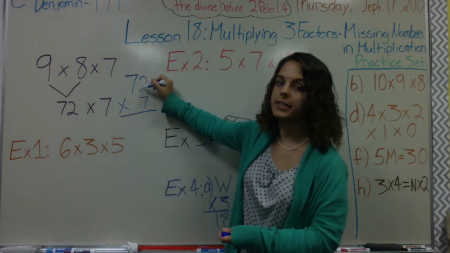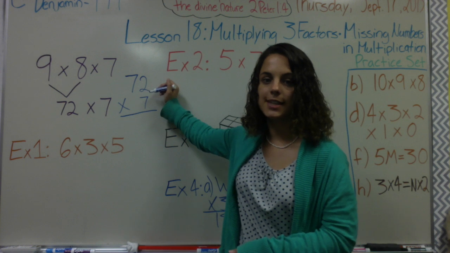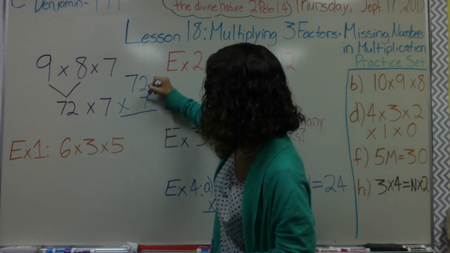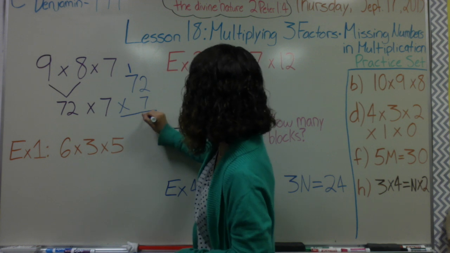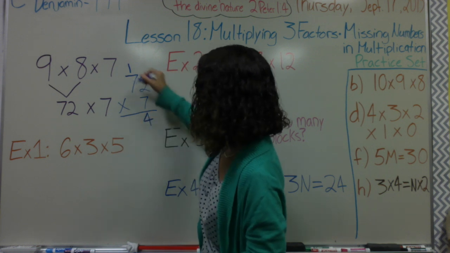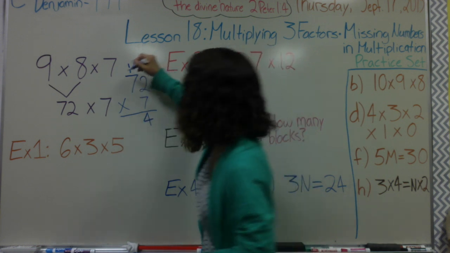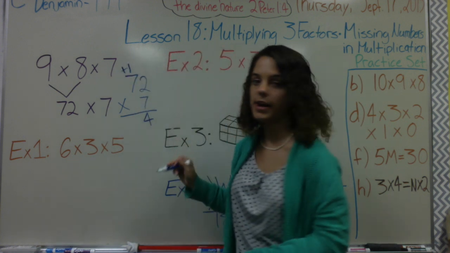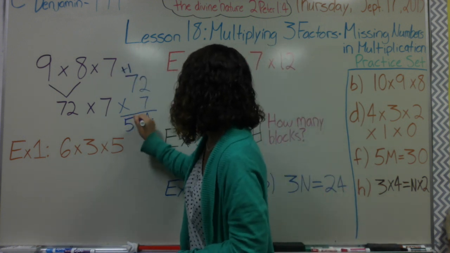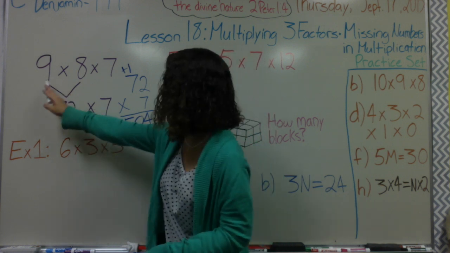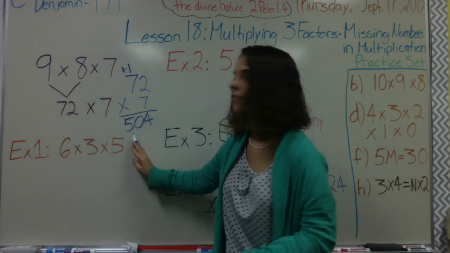I multiply by 7 times every digit, just like we learned in the last lesson. 7 times 2 is 14. I'm going to carry my 1 in the tens place. Bring down the 4. 7 times 7 is 49, plus 1 is 50. So my answer to 9 times 8 times 7 is 504.